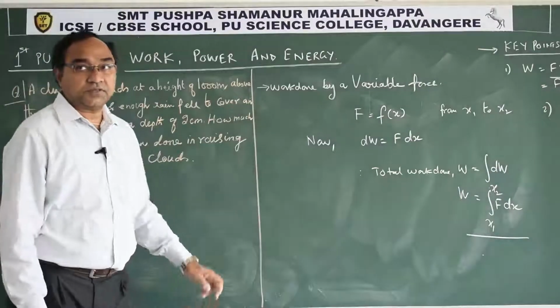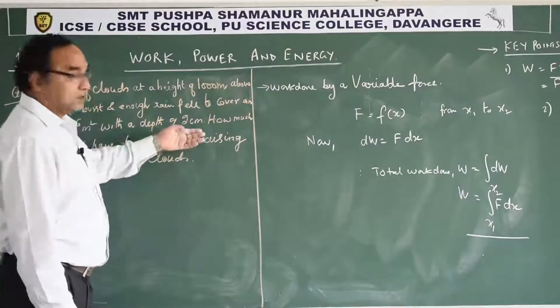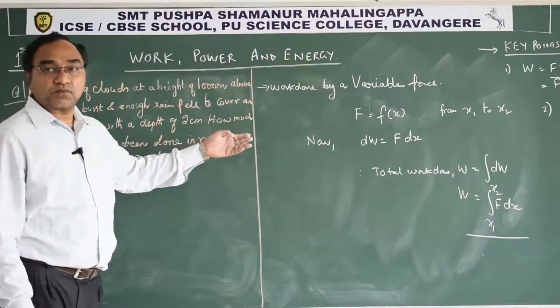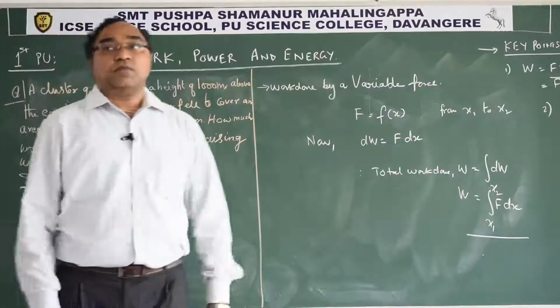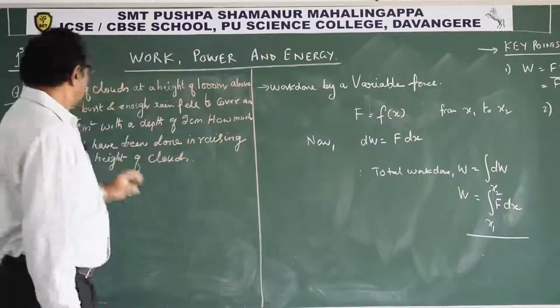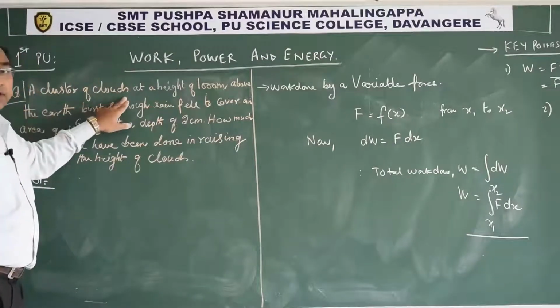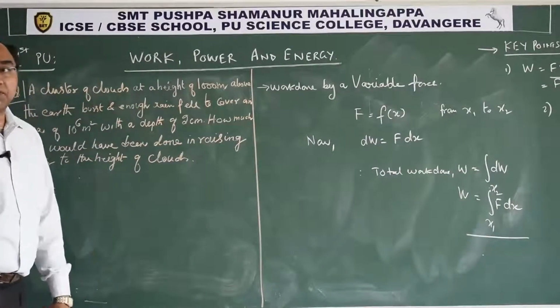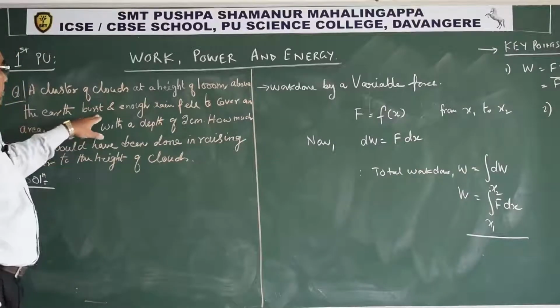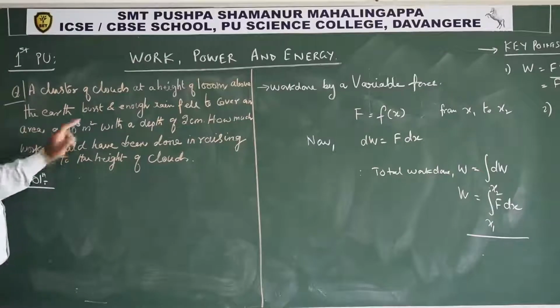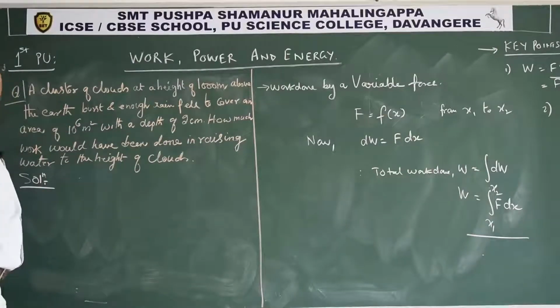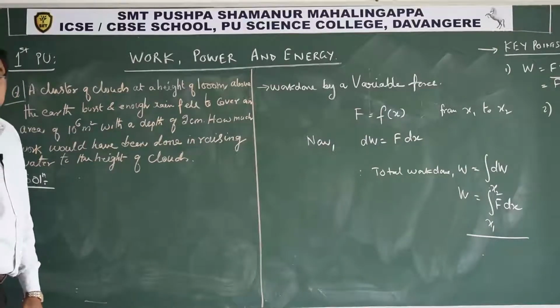Well students, let us take up this question. This is also a question which is very commonly asked in the entrance. A cluster of clouds at a height of 1000 meter above the earth burst and enough rain fell to cover an area of 10 power 6 square meters with a depth of 2 centimeter.